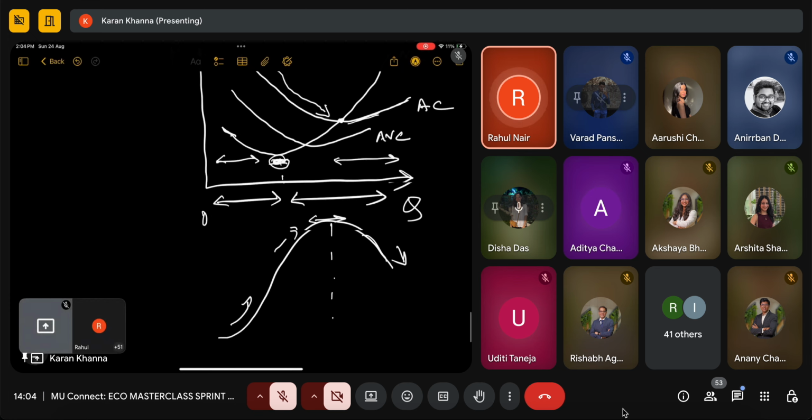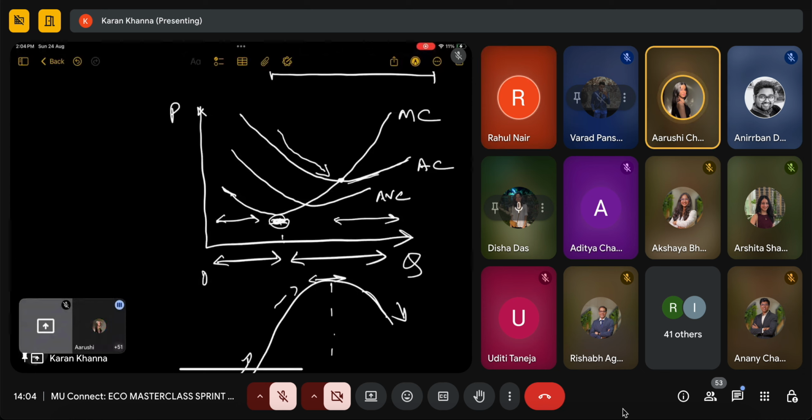Right? Same idea. So if my marginal product is more than the average product, then my average product will increase, and if it's less than the average product, then the average product will decrease, and that's the same relationship with marginal cost and average cost as well, right?